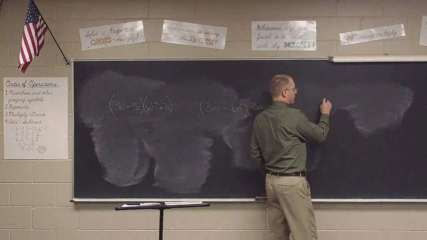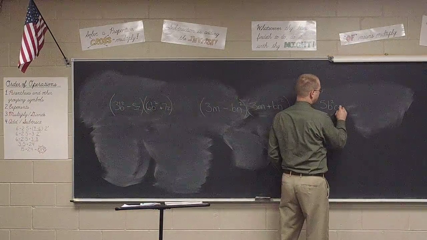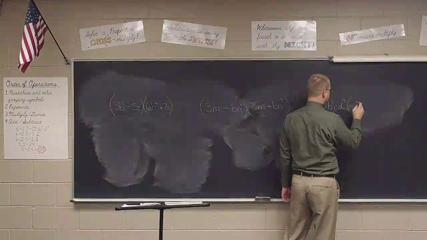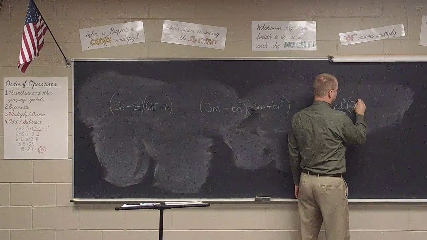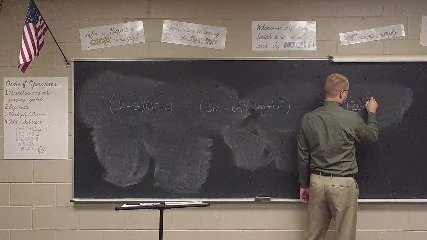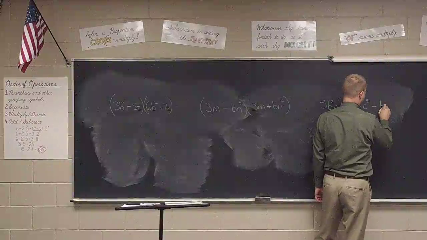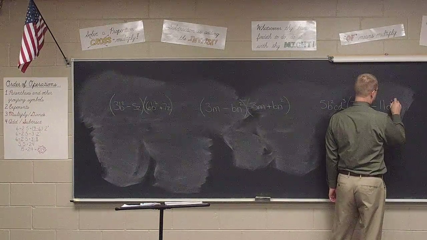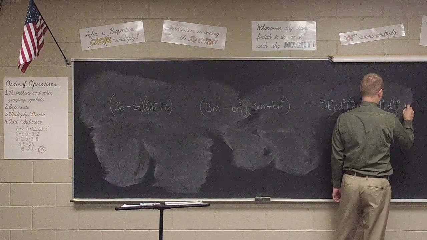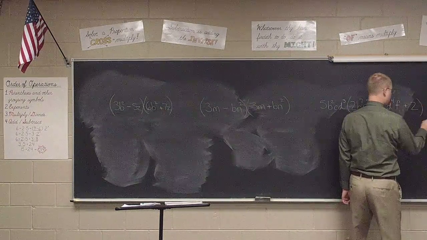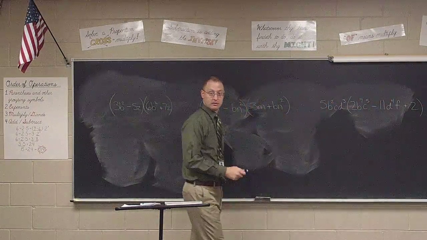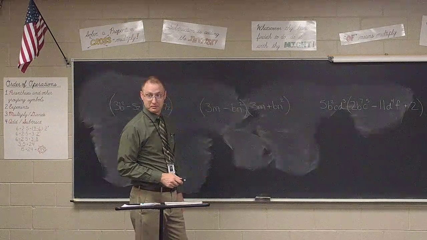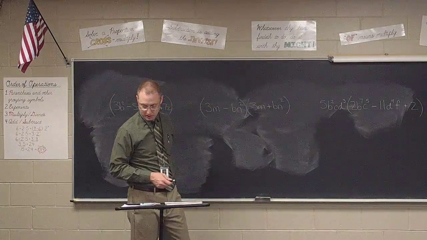What if I had something like a 5b squared cd cubed times 2b to the 7th c to the 5th minus 11 b to the 4th f plus 2? What would I need to do here, class? Distribute. It's a monomial times a polynomial.